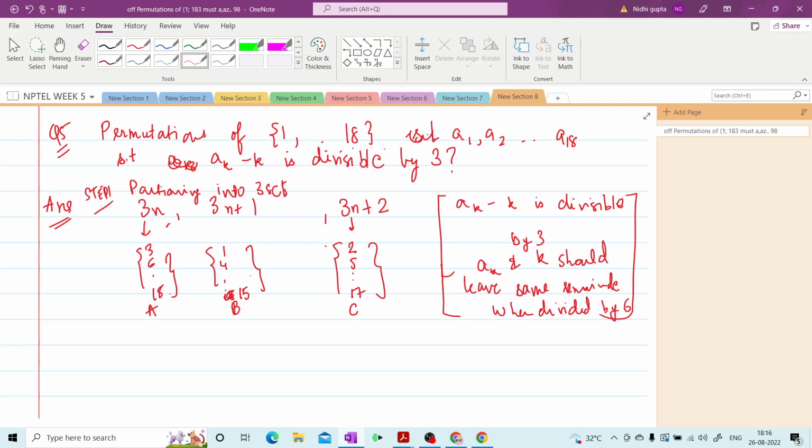One group belongs to all the numbers of the form 3n, one group to all the numbers of the form 3n plus 1, and one group to all the numbers of the form 3n plus 2. Let's say I decide that I have taken the 3n plus 2 group. From there I can pick one number in 6 ways, and another number in 6 ways. Okay, so that is 36 into 3 has to be the answer. 36 into 3. Yeah.